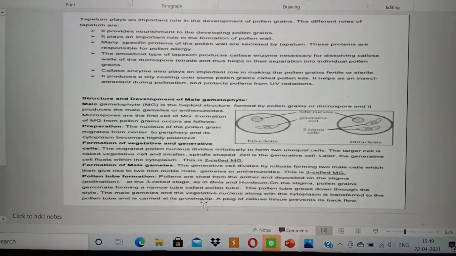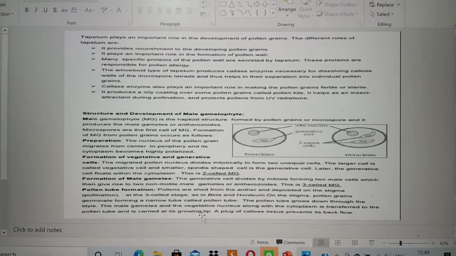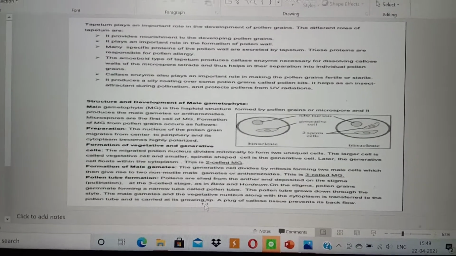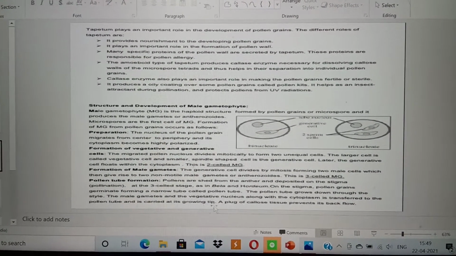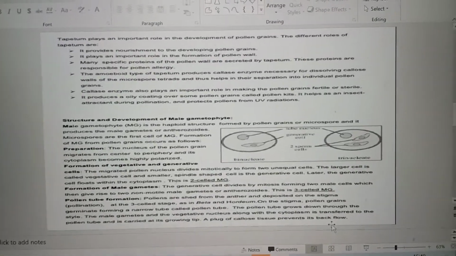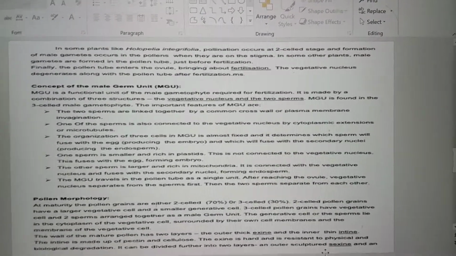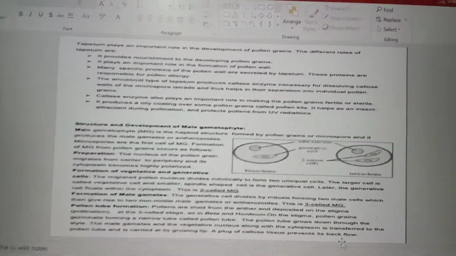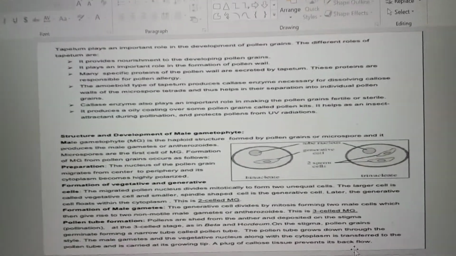Then callosic plugs are laid down behind these nuclei, so that there is no backward flow of the contents in the pollen tube. So callosic plugs are laid down throughout the pollen tube to keep the contents in place.